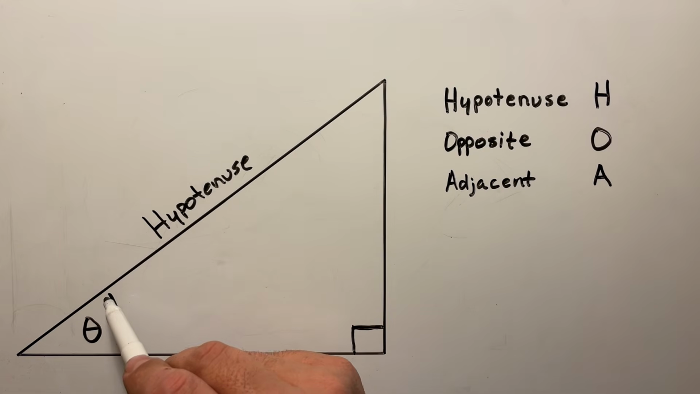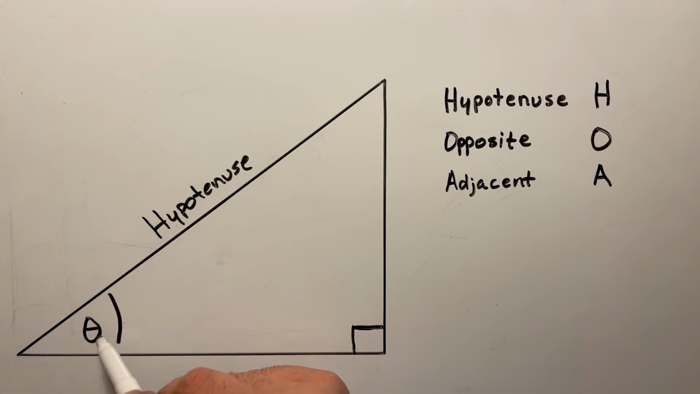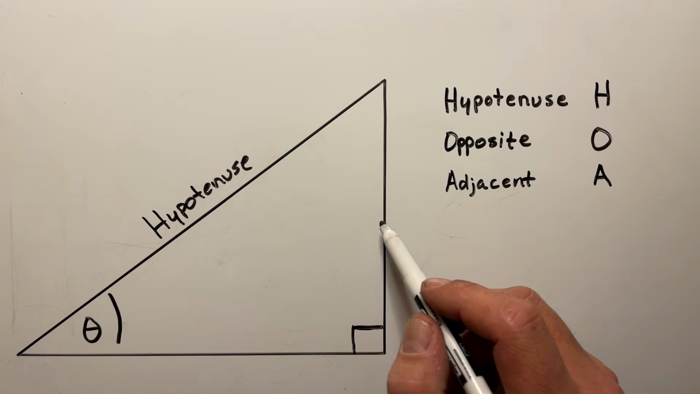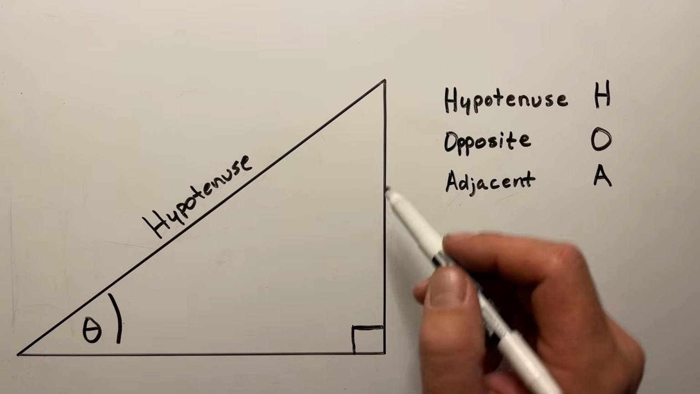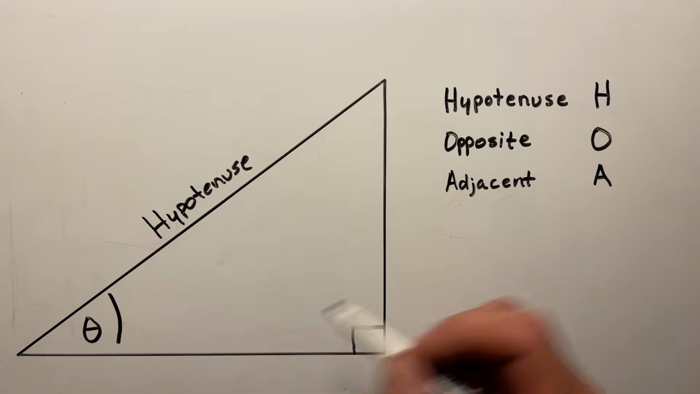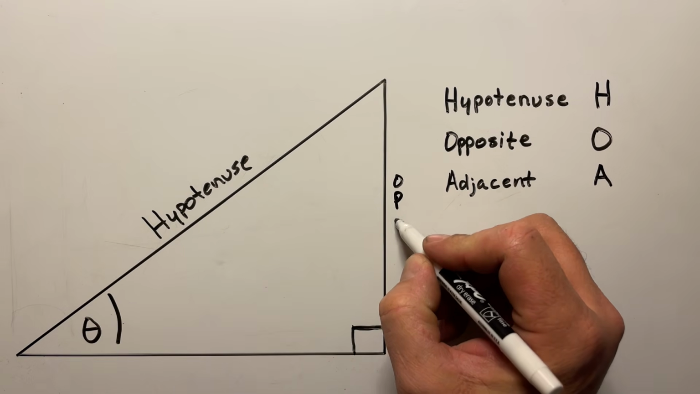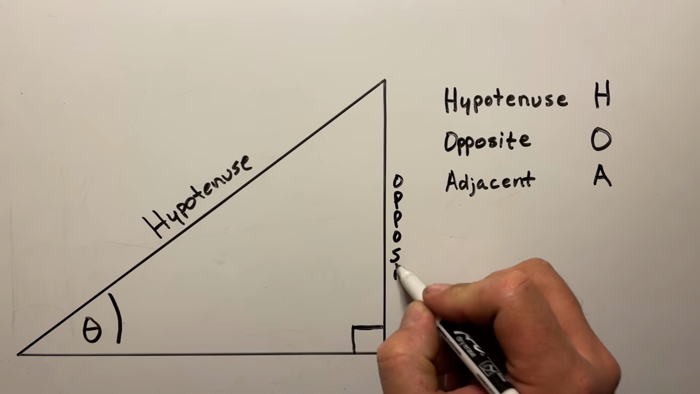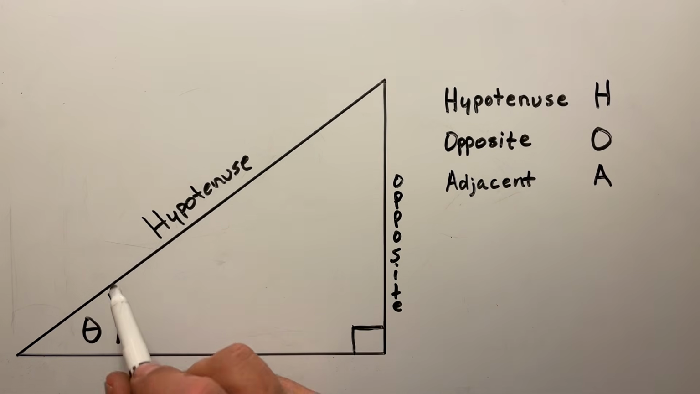So as an example, this is the first angle that we're going to look at, and we've labeled that as theta. Now, because we're working with this angle, this side will be opposite. It's the side of the triangle that doesn't touch the angle. So this is your opposite, and the other side makes up the angle with the hypotenuse, and so this becomes your adjacent.